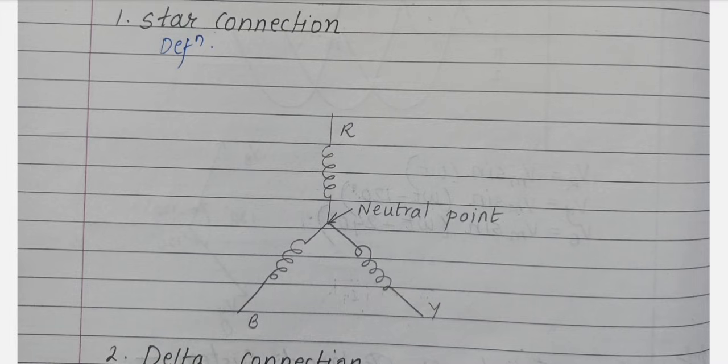What is the definition? In a star connection, three phase windings are connected to a common point, forming a star shaped configuration. Okay, and the symbol for this representation is Y or W.